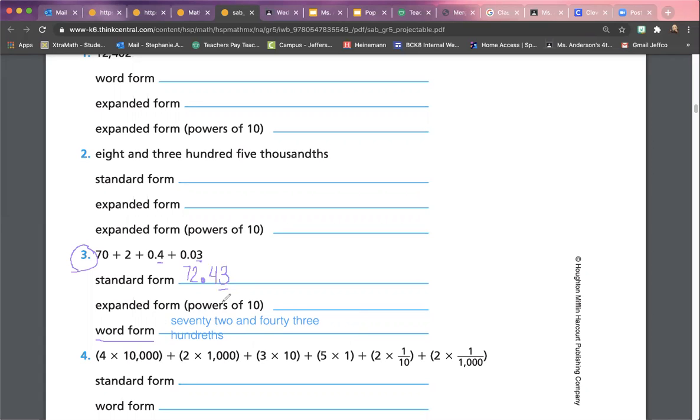Now my last one here is my expanded form with my powers of 10. This is where my parentheses come in. So if I'm going to look at my 70 up here, I know that my 70 is 7 times 10. It's in the tens place, so I need to make sure I use that in here. I include my place value right here. And then I know it's 7 groups of 10, or 70. Plus 2. Well, 2 is in the ones place, so it's just 2 times 1.